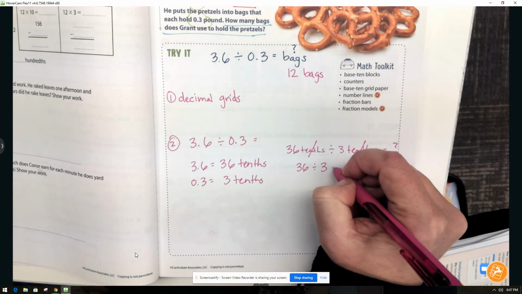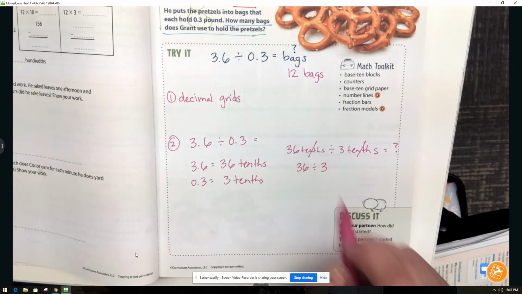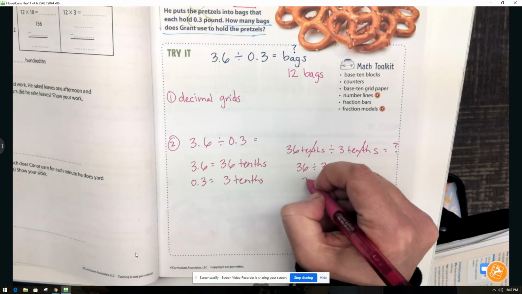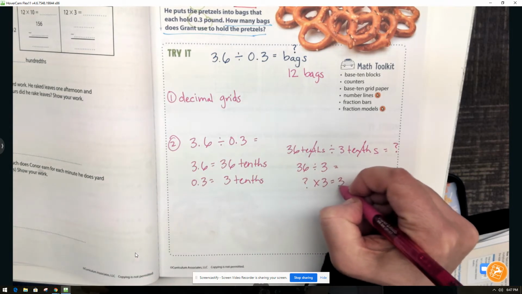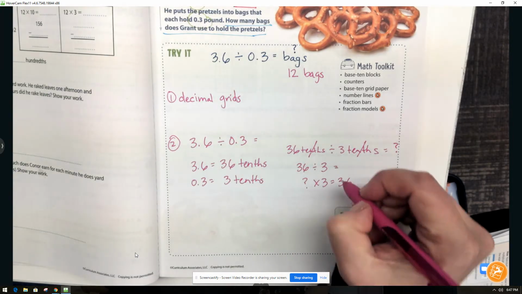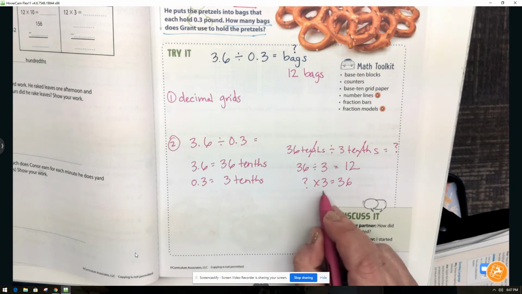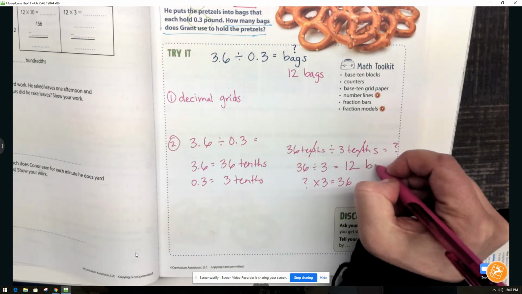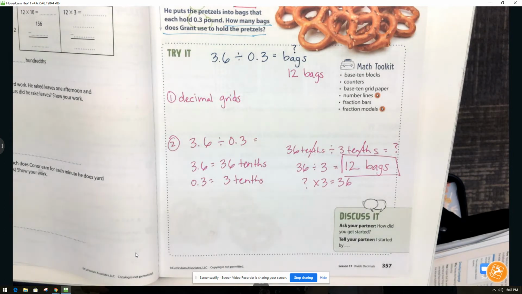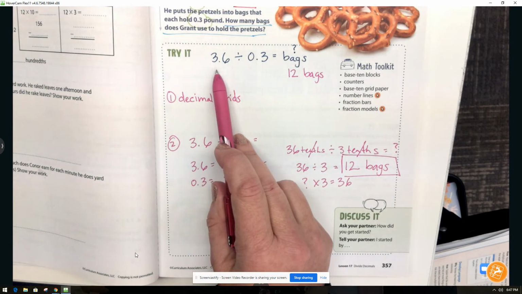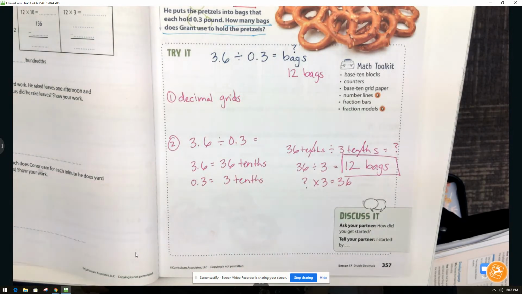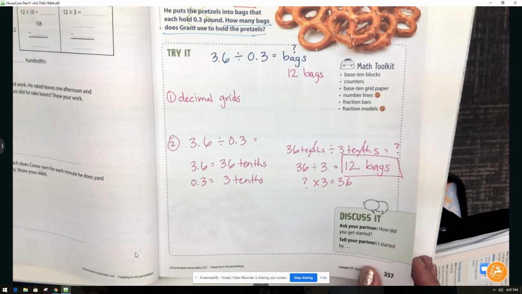You can only do this when you're dividing by the same place value. So now 36 divided by 3 is the same as what number times 3 equals 36? Well, if you know your multiples of 12, you know that 36 divided by 3 would be 12, because 12 times 3 equals 36. So we know that if we have 3 6/10 pounds of pretzels, we divide them into bags of 3/10 of a pound, we're going to need 12 bags of pretzels. Crazy, but let's keep going.